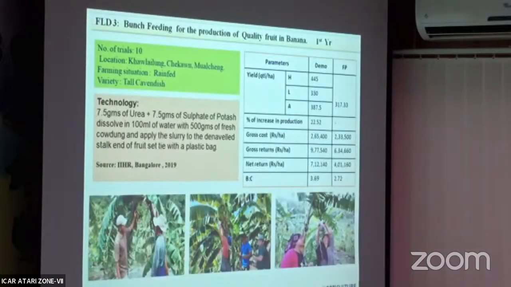And the third FLD is bunch feeding in banana for quality fruit production. This technology has been taken from IIHR Bangalore 2019, and this banana bunch feeding has a significant yield increase as compared to the farmer's practice, with a BC ratio of 3.69 as compared to 2.72. This is the first year, we'll be doing the second year this year.